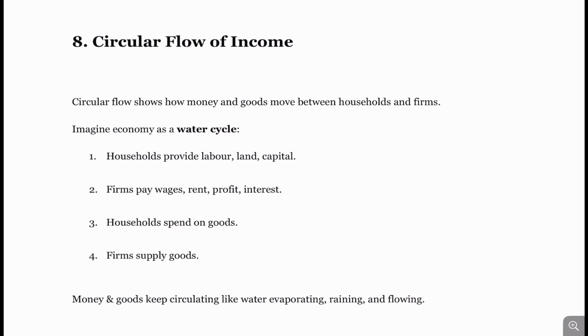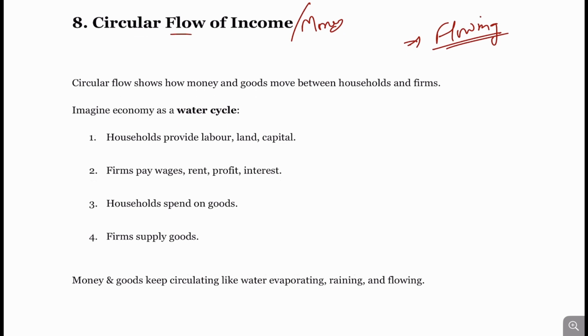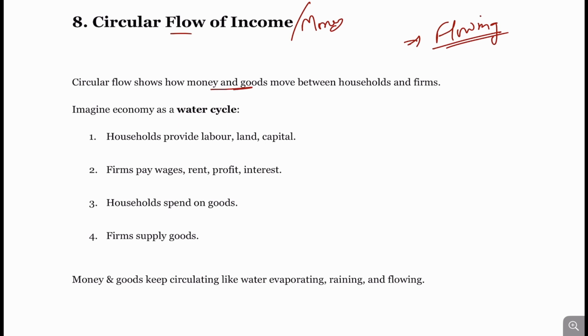Circular flow of income, that is the next topic. Income doesn't remain constant. Income or the money keeps flowing. Okay, it keeps flowing in the economy from one place to another, right? So goods and money keep on moving between households and firms.